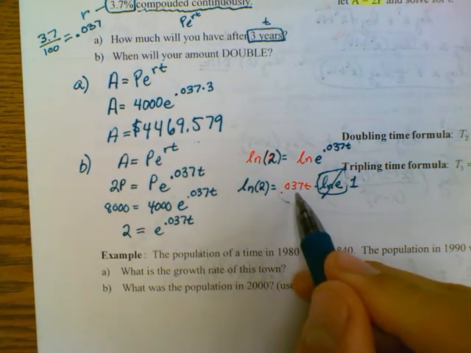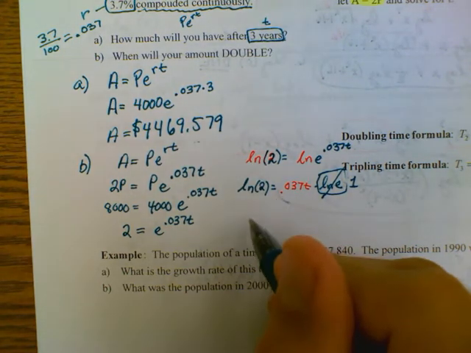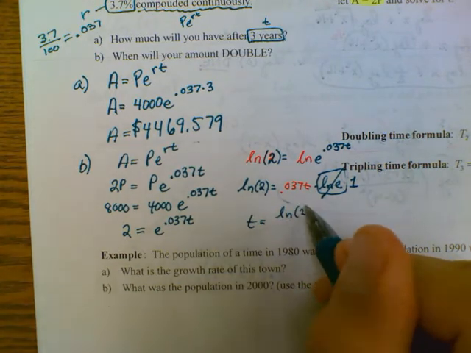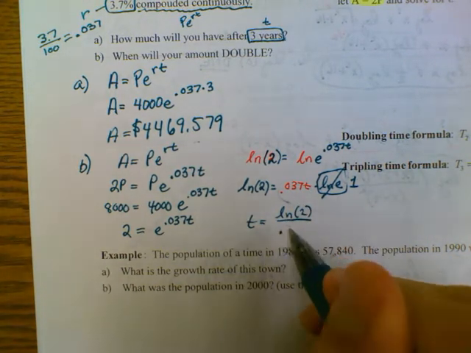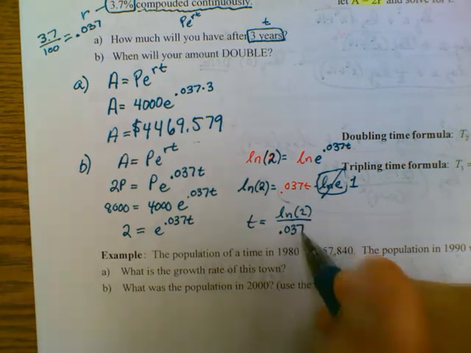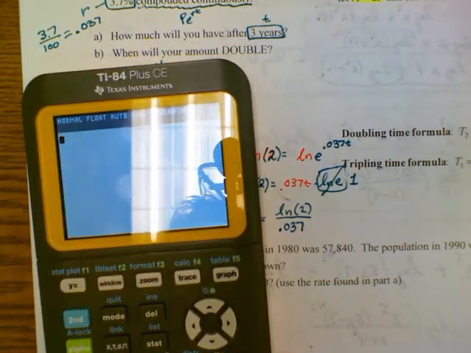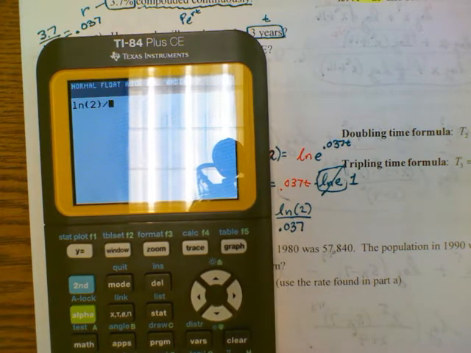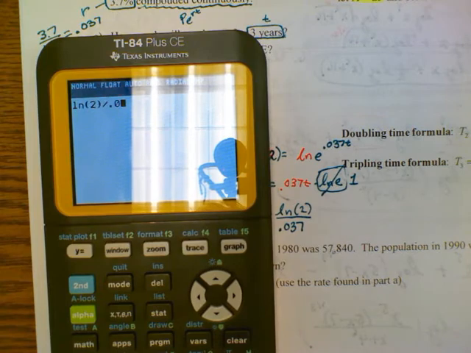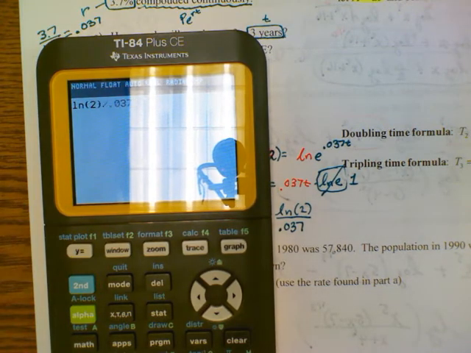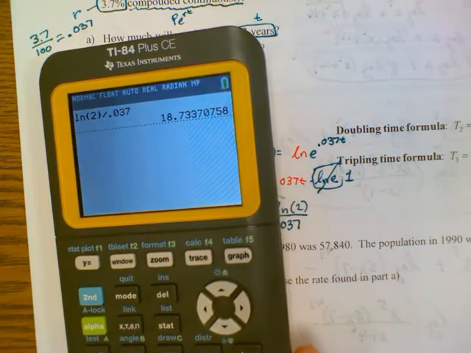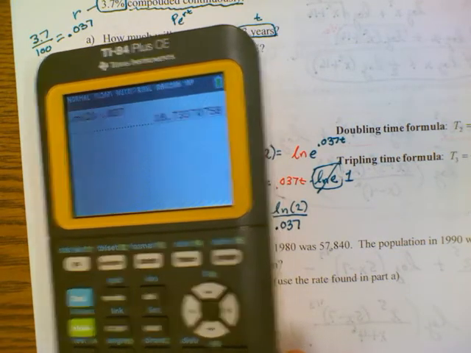So I need to divide by the rate to get my final answer. t equals the natural log of 2 over 0.037. And then we put that in our calculator. Natural log 2 divided by 0.037. Sorry about the glare on the calculator. But 18.734.